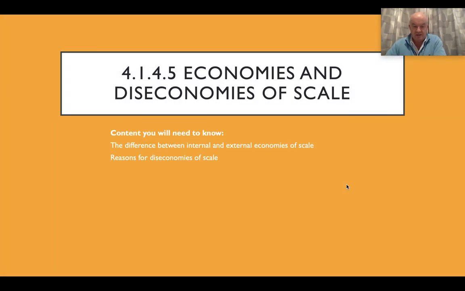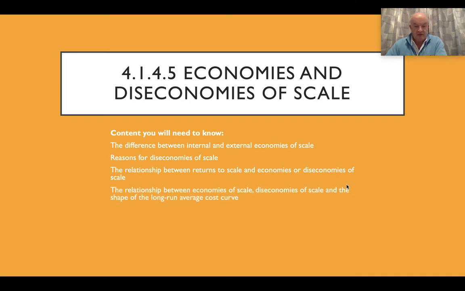The reasons why we get diseconomies of scale, the relationship between returns to scale and economies or diseconomies of scale, again, is something that we'll look at, both give explanations for and also show graphically. The relationship between economies of scale, diseconomies of scale, and the shape of the long-run average cost curve is also going to be something that you'll need to understand and be able to explain. And then the L-shaped long-run average cost curve is also something that we'll need to identify the reasons for.